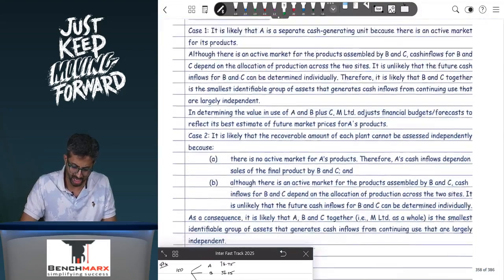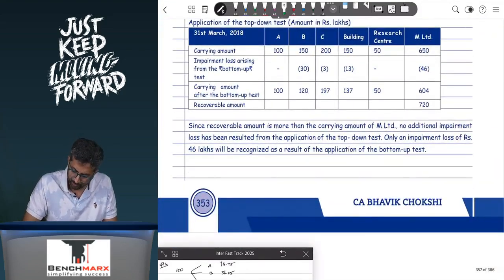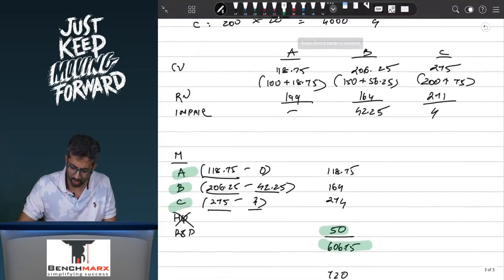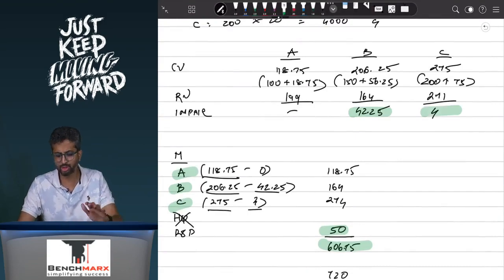So over here, as you can see at the end, since recoverable value is more than the carrying value, no additional impairment loss has to be recorded under the top down test. Only an impairment loss of 46 lakhs will be recorded as a result of the bottom up test. So how is 46 lakhs calculated? Approximately 42 plus 4, that is 46 lakhs of impairment loss.